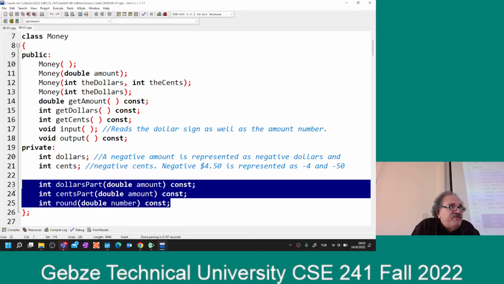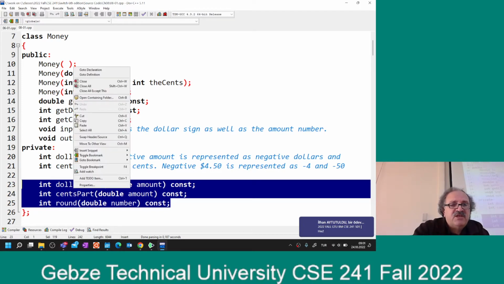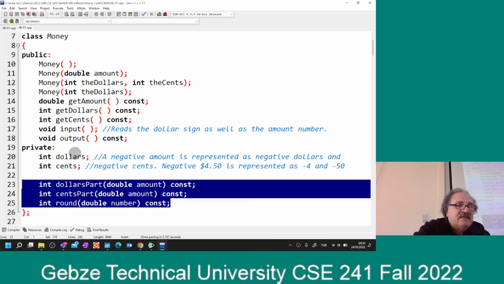What was the definition of encapsulation? You put your data in a capsule, and you define all the functions that work on that data, and you capsule them. You put them in a capsule, and that's called encapsulation. How about these functions? They don't work on this dollar part or the cents part at all. They are like global functions. They don't need to be part of this class.